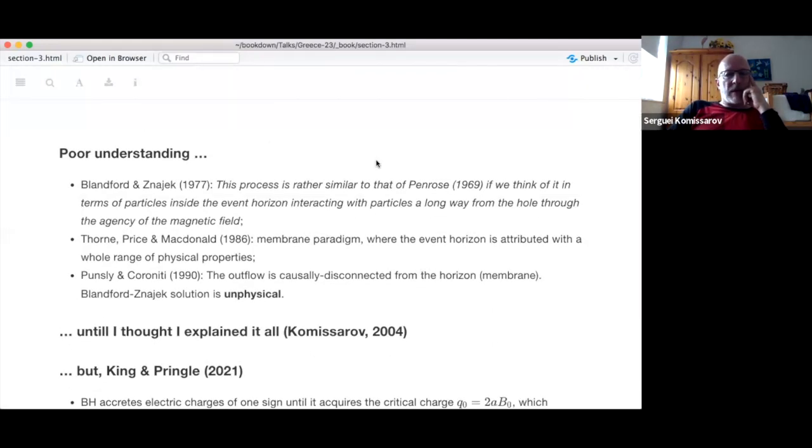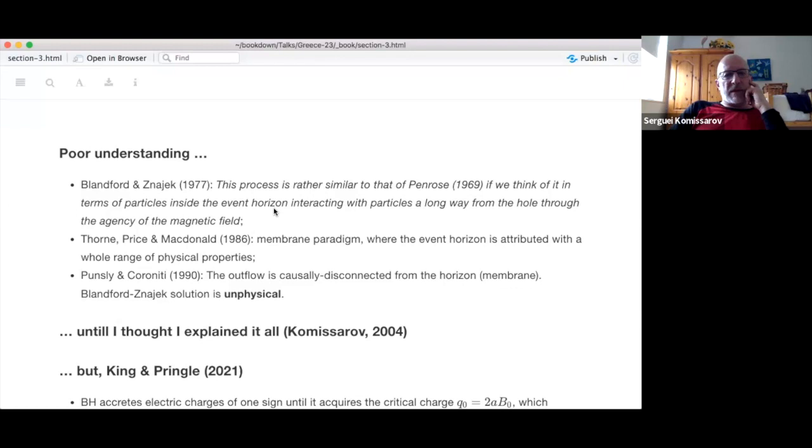And as a result, there was quite a poor understanding of the Blandford-Znajek mechanism, how exactly the rotational energy is extracted in this mechanism. For example, Blandford-Znajek make the following statement in their paper: this process is somewhat similar to that of Penrose if you think of it in terms of particles inside the event horizon, interacting with particles a long way from the hole through the agency of the magnetic field.